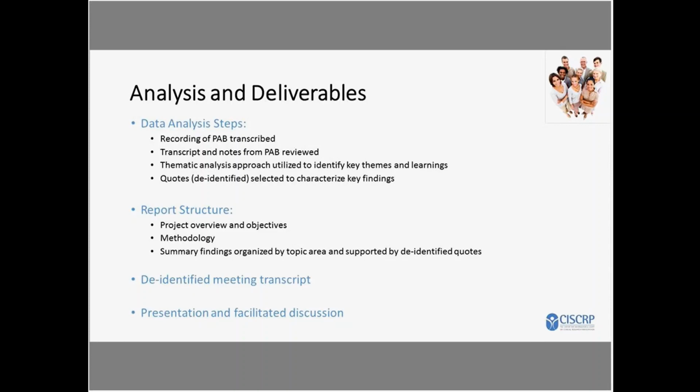build that report. And then we typically go through the transcript and pull out some quotes to represent those findings. The typical report structure is project overview, objectives, methodology, and then findings by topic area, as well as the quotes that I just mentioned. Again, it's a standard report structure. If there's something more customized that you're looking for, we're happy to do that as well.